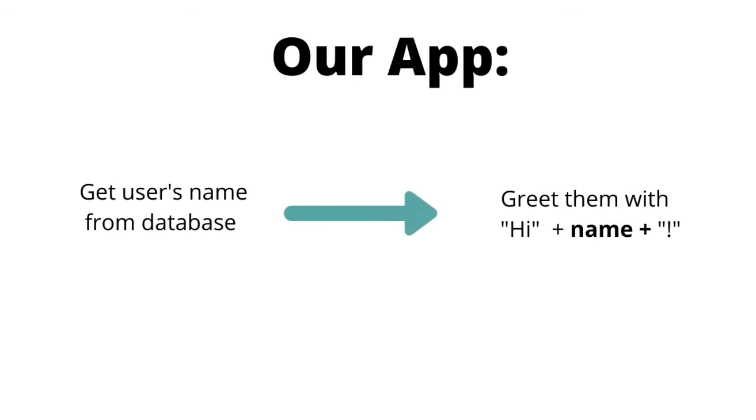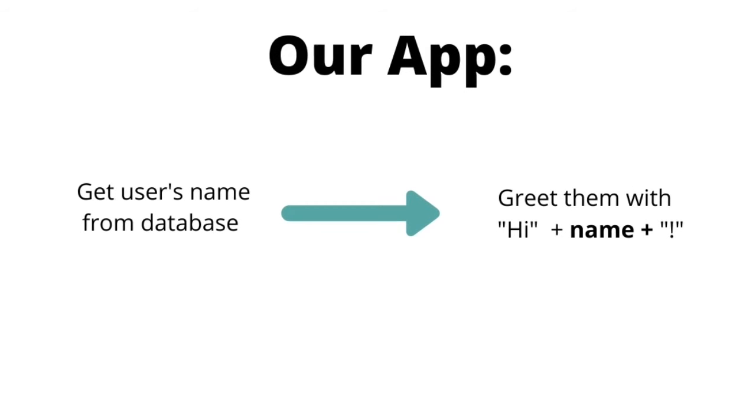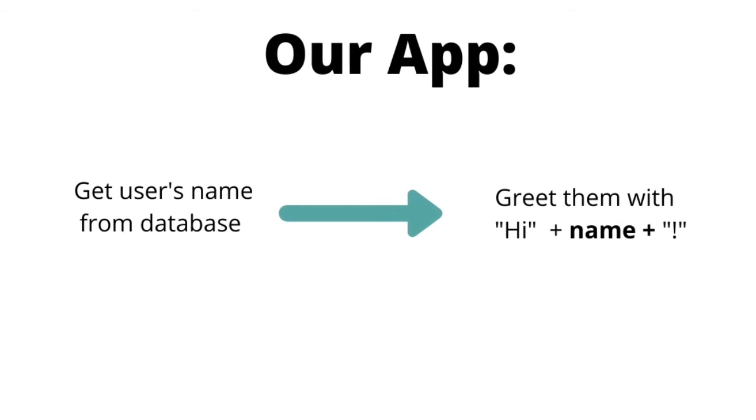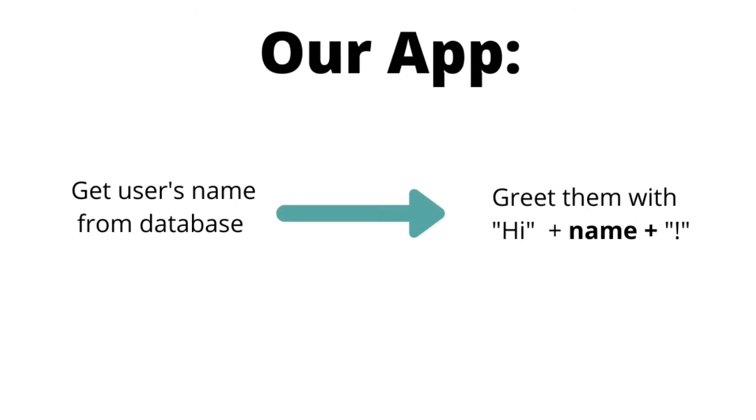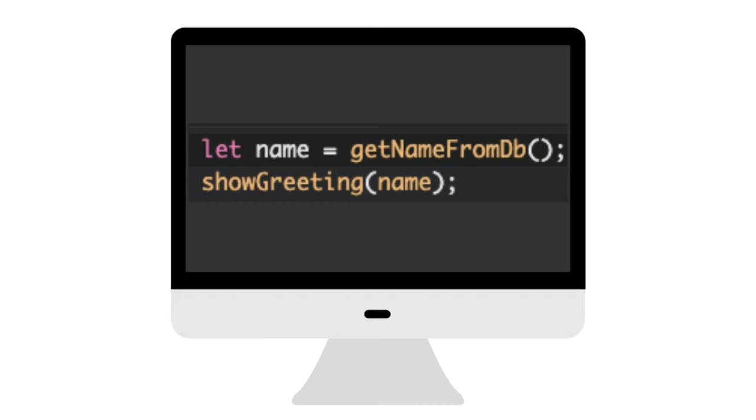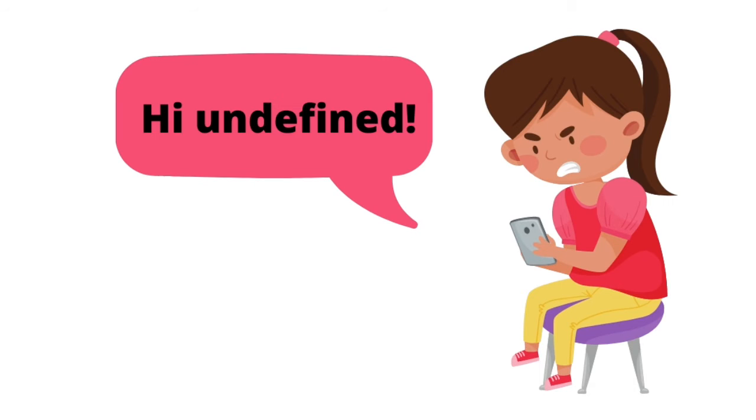Let's say we want to build an app that grabs the user's name from the database in order to greet them with "Hi, name." So the first thing it's going to do is call the getNameFromDB function, store the result of that operation in the name variable, and then use that variable in order to show the greeting in a different function. But what happens? Why is our user getting a "Hi undefined"?